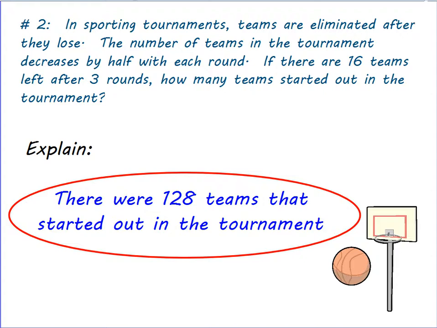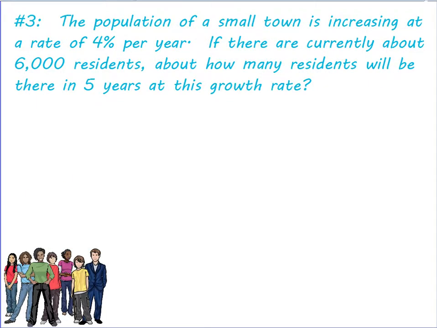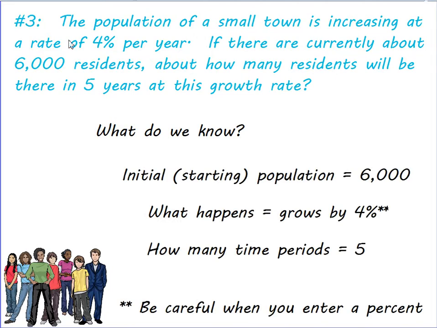Now, we're going to talk about a special kind of exponential function where the rate of increase or decrease is a percent. That's going to be a little bit different than just doubling or getting cut in half. We still need to identify what we know. We're talking about the population of a small town that's increasing at a rate of 4% per year. If there's currently 6,000 residents, we want to find out how many residents will be there in 5 years.